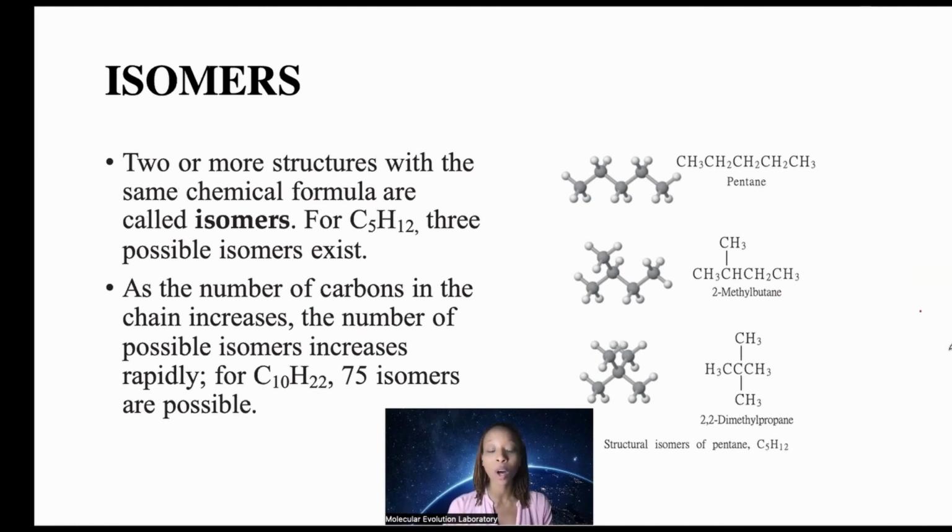Iso means equal, mers means part. Generally, you have two types of isomers: structural isomers and stereoisomers. Structural isomers have the same molecular formula, but a different arrangement of atoms.